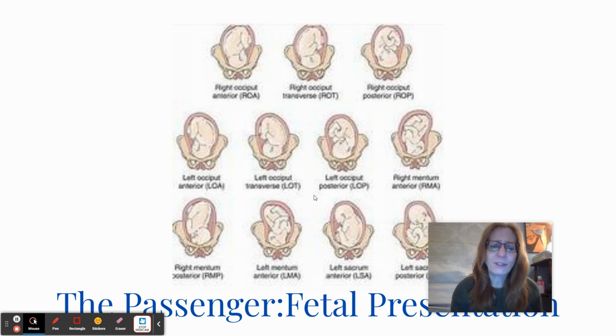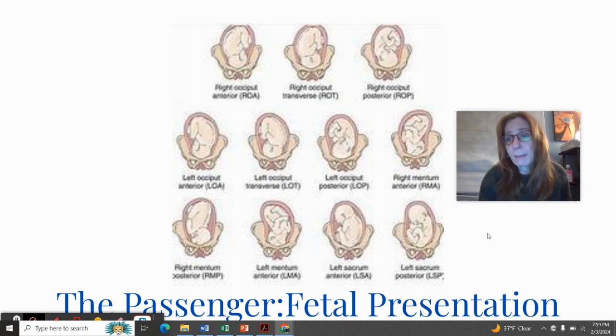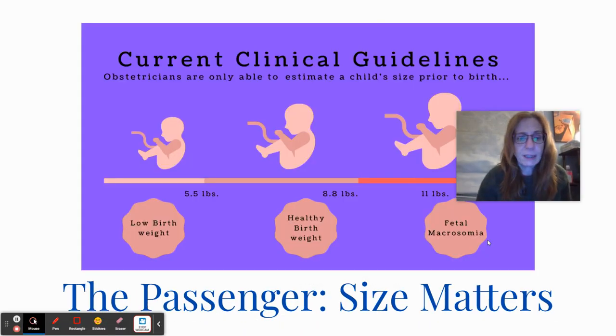Mentum is chin. Don't make yourself crazy with that. Please don't beat yourself up trying to learn that. And sacrum is a breech. It doesn't matter. They're all coming out wrong. I'm worried about OA versus OP because an OA baby will come out better than an OP baby. These other kids, they're either going to have to be turned in an external version or they're coming out through the vaginal bypass, the sky roof in the abdomen.